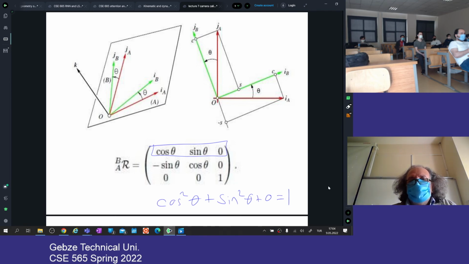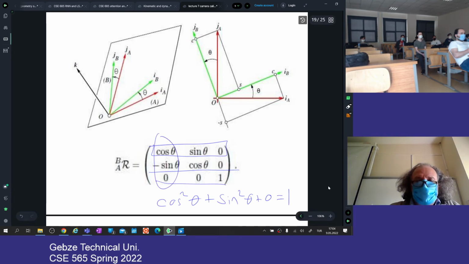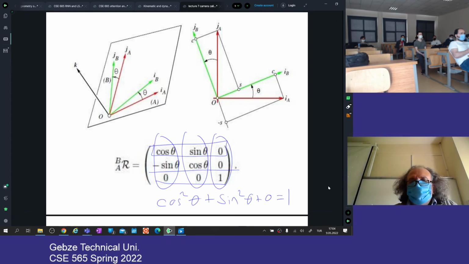Okay, so the same thing is here. Sine square plus the cosine square is going to be 1, and this one is going to be 1. Doesn't matter. Do the same thing here, rows and columns. So that's the property of the rotation.